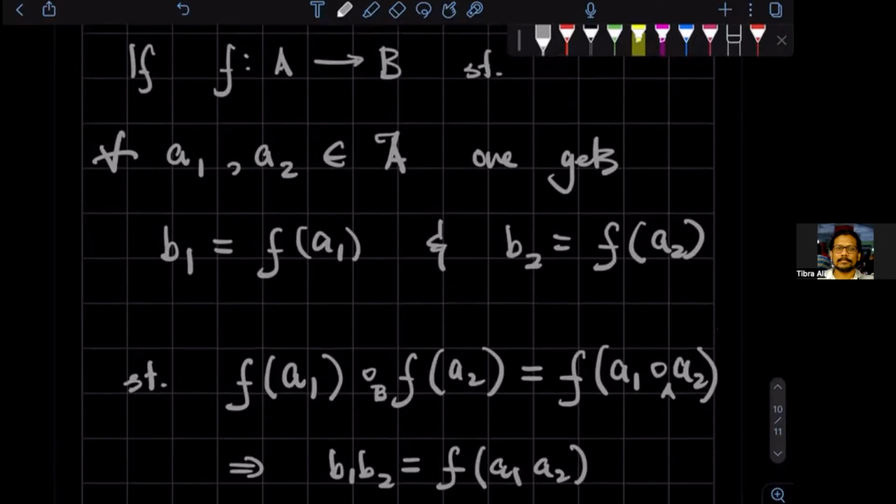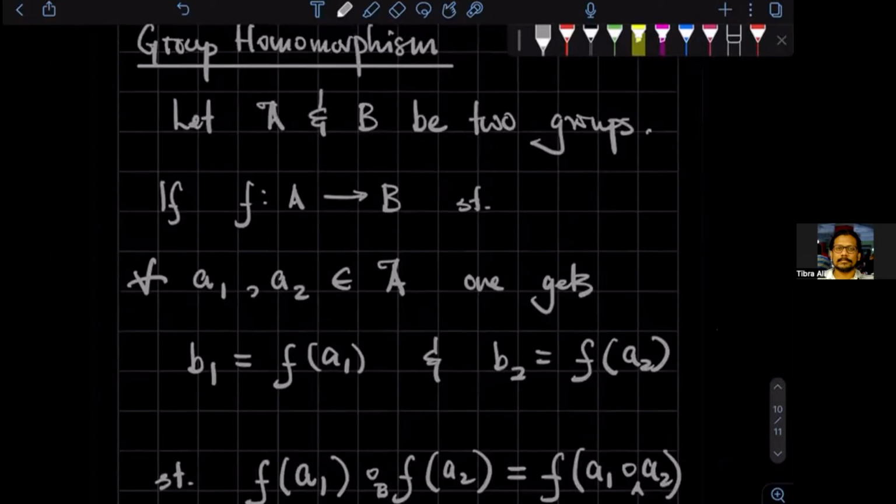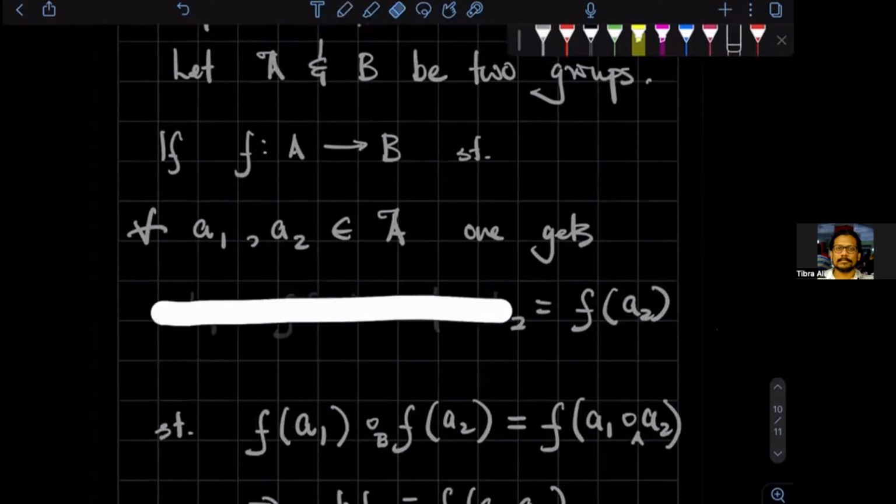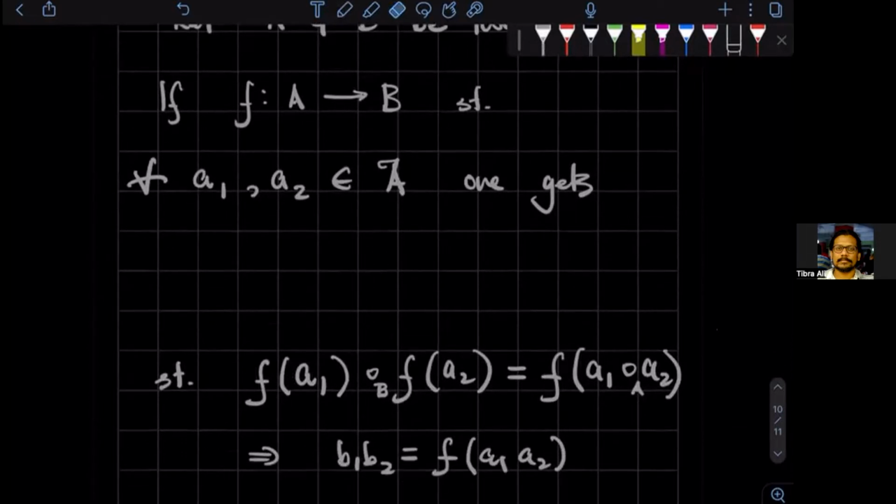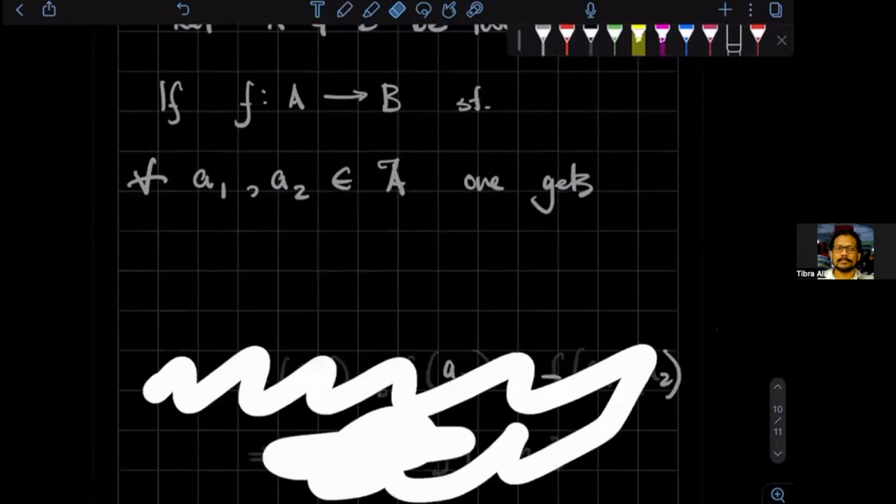Actually, sorry, I got a little confused. Let me just clean up the notation. Okay, let me start again.